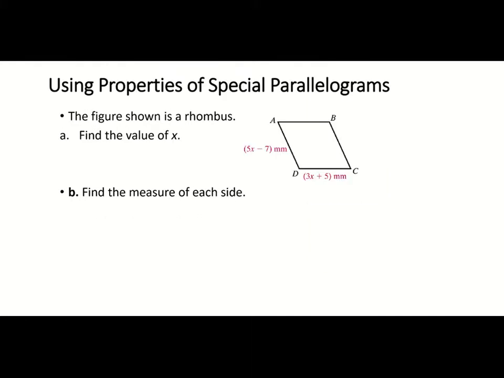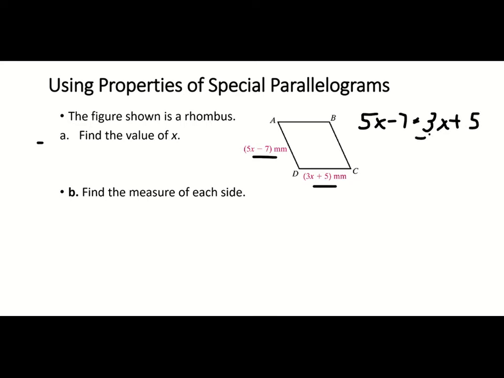All right, so here we have a rhombus, and they want us to find the value of x. And we just learned on the last slide that all rhombi have congruent sides. So that means that side AD is going to be congruent to side DC. So to find x, I can say 5x minus 7 is equal to 3x plus 5. I'll solve my equation.